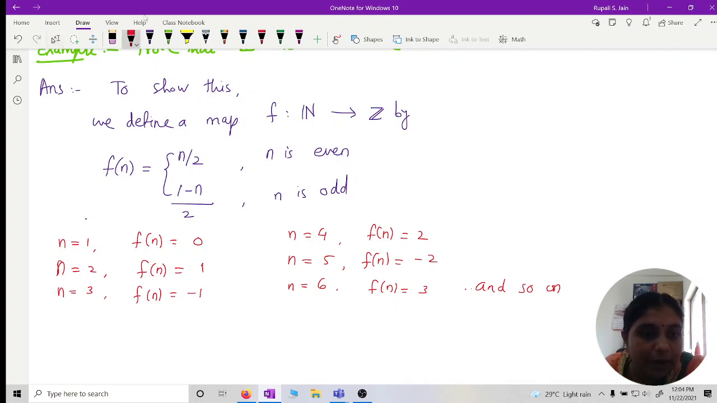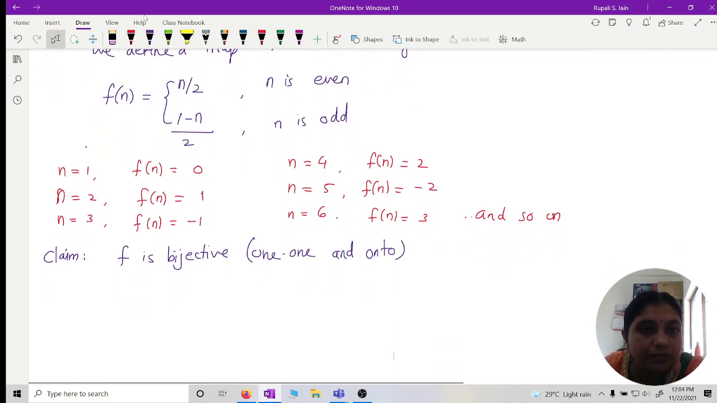We have defined a map. Now to show this, claim: f is bijective, that is, f is 1-1 and onto, a 1-1 correspondence. How can I show this f is 1-1?